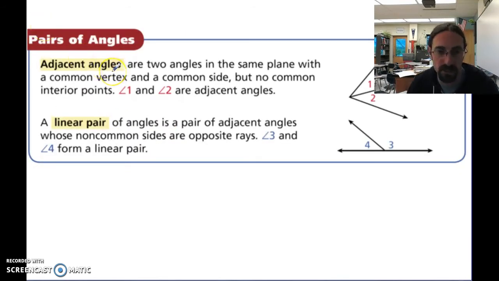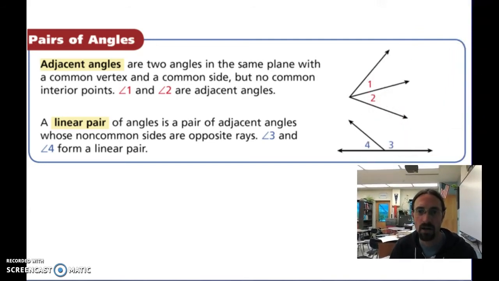Adjacent angles, you want to get this into your vocab sheet, are angles that are next to each other. They are in the same plane with a common vertex and a common side, but no common interior points. That doesn't mean these angles have to be the same measure, but they are just next to each other because they share this ray or this side right in the middle.